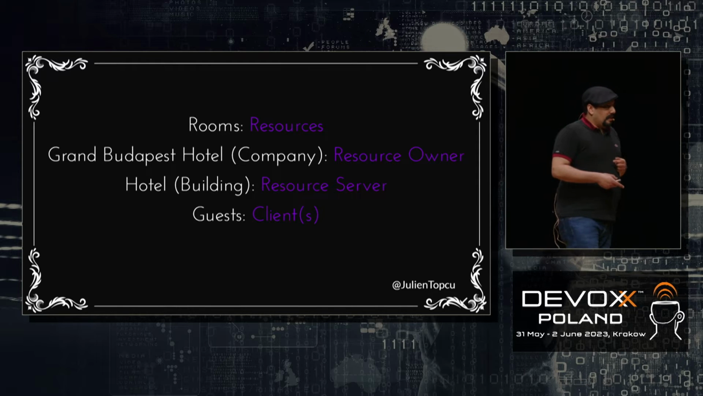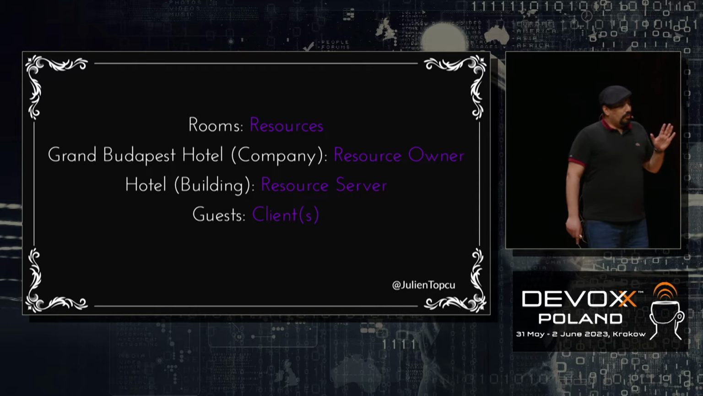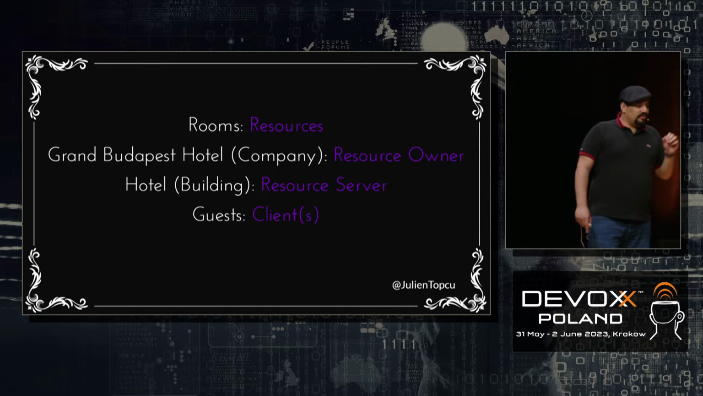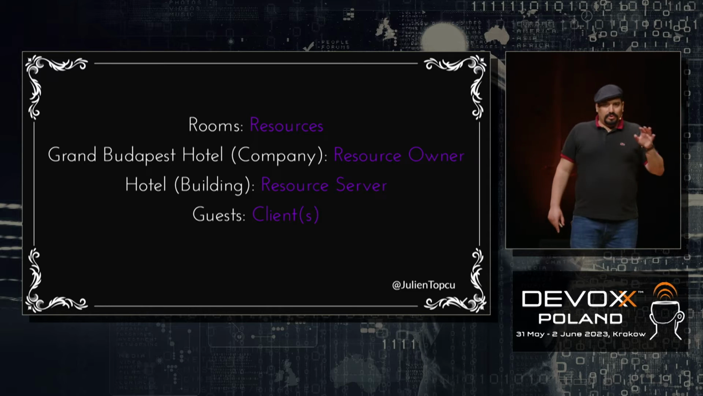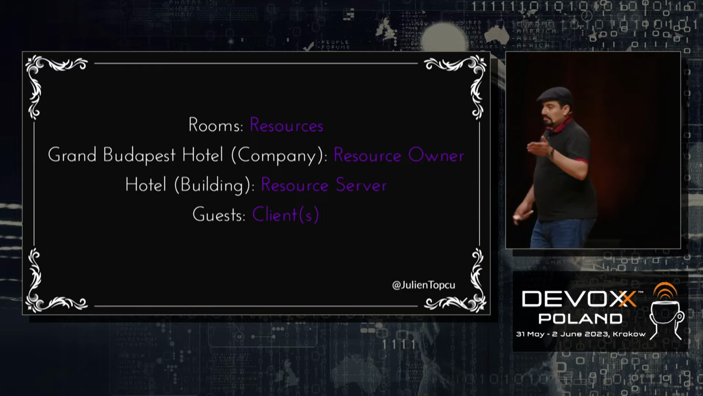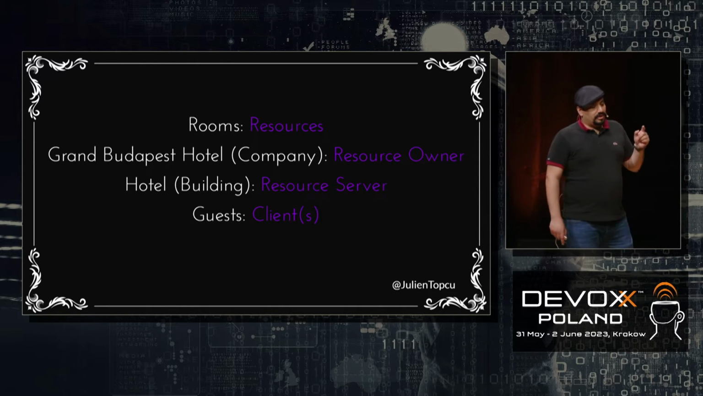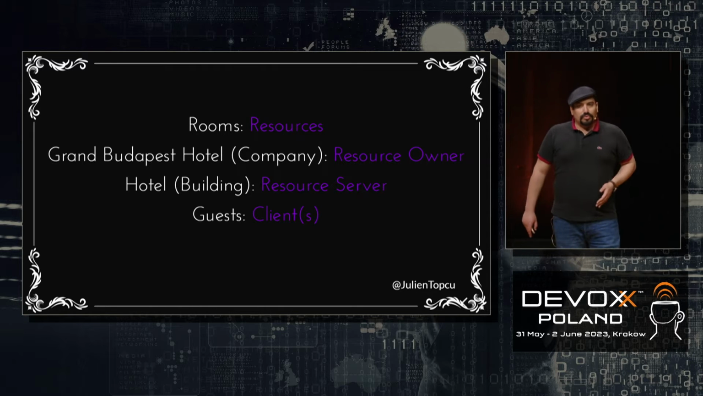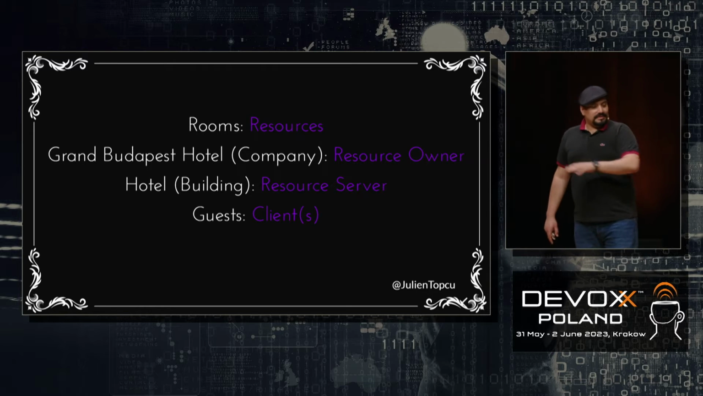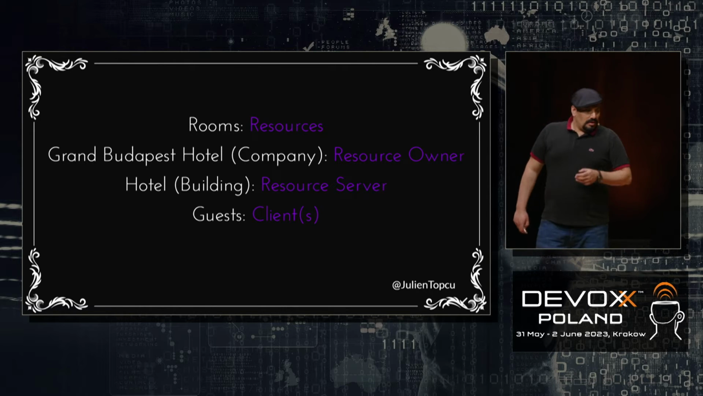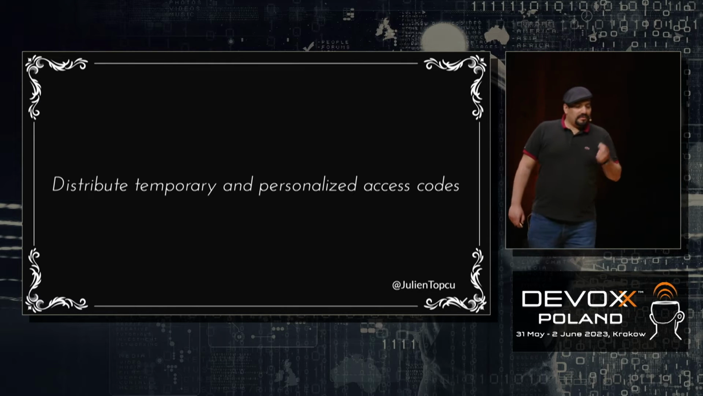I need first to introduce some vocabulary. Remember, what people were trying to access in the scenario was the rooms. So let's call the rooms the resources. The Grand Budapest Hotel, I mean the company, is the one who owns the rooms, so that's the resource owner. The hotel, so the building, is where you can physically find the rooms. This is the resource server. And the guests are the clients. Those are the people who try to access the resources, the rooms. So we decided to now distribute temporary and personalized access codes.